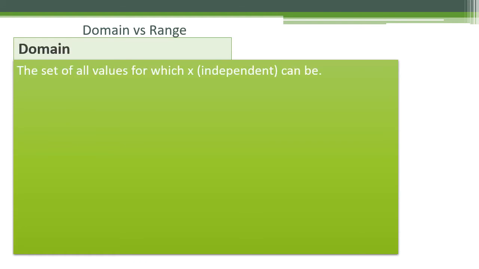So starting with domain. From now on, when you see the word domain, you should only be thinking independent variable. To simplify that even further, you should only be thinking x-axis. Specifically speaking, the domain is the set of all values for which x can be, or the independent variable, because it's not always going to be x.